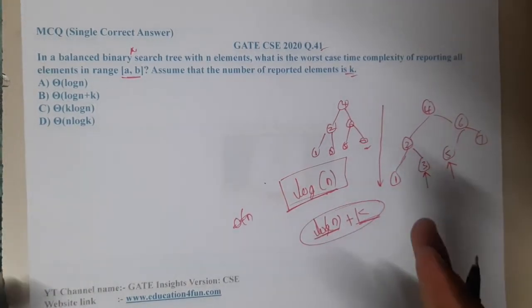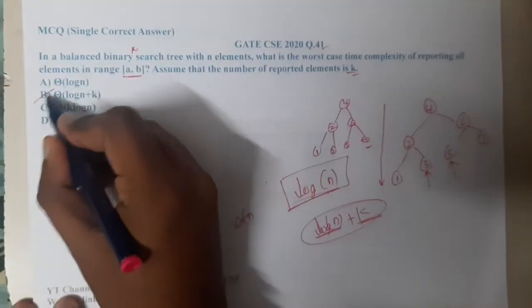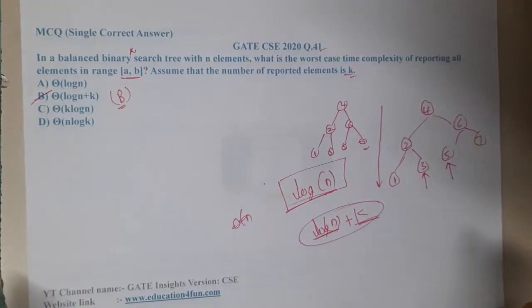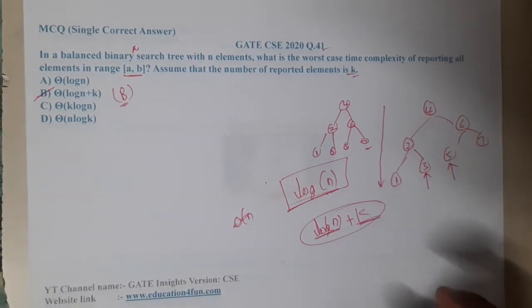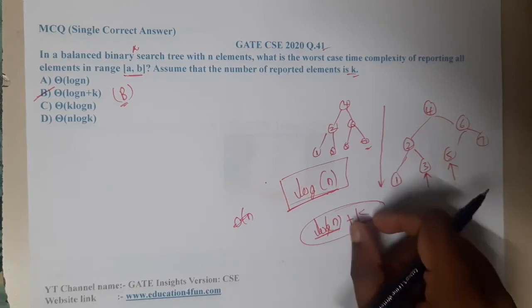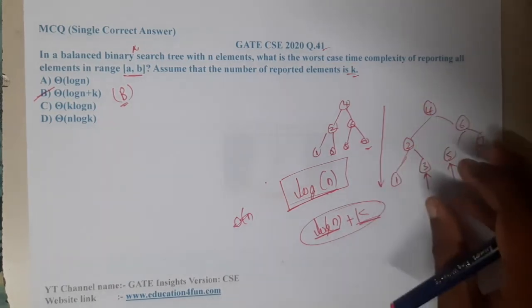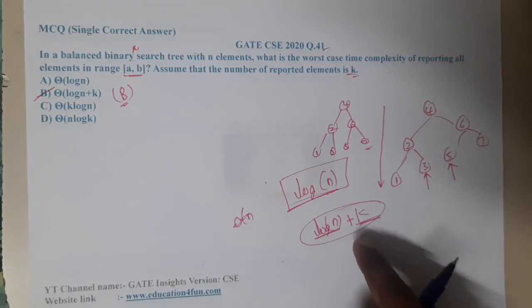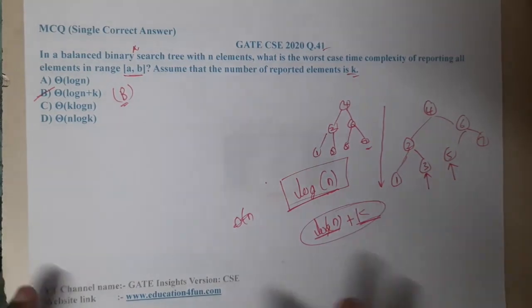But we don't know exactly the K value, so that is the reason B will be the answer, guys. It is quite a simple problem if you understand the logic here. Basically, to find both the elements it takes log n time, and to find the elements in between them, if there are 1000 elements, it will take 1000 amount of time. That is nothing but K. I hope everyone got a clear idea on this.